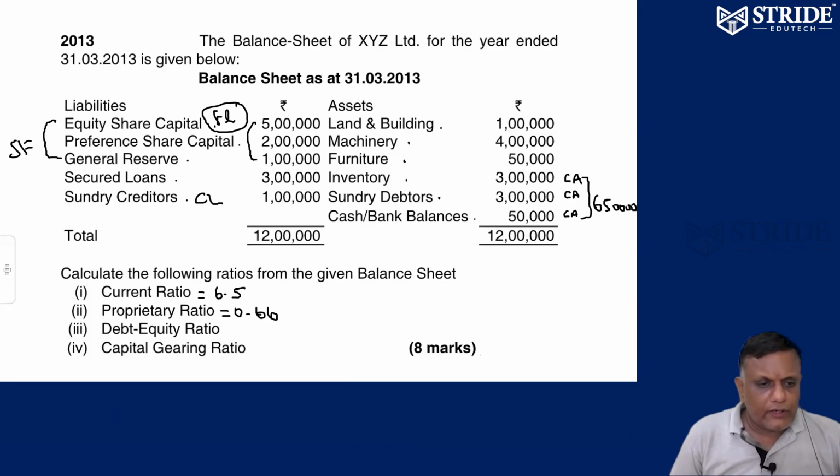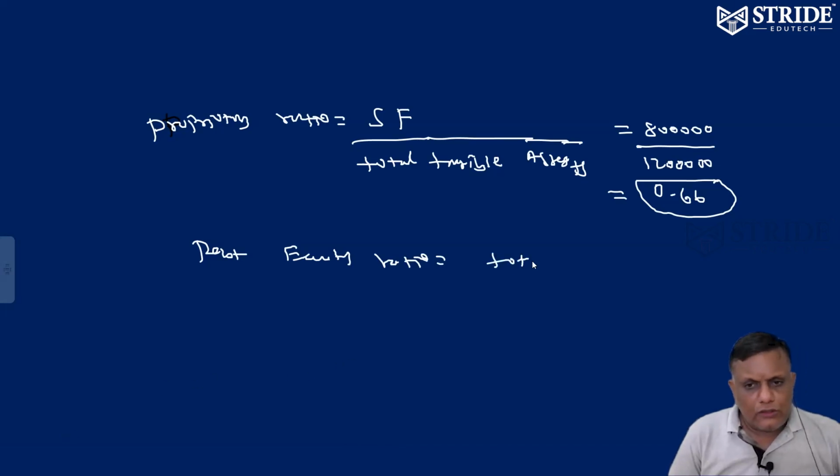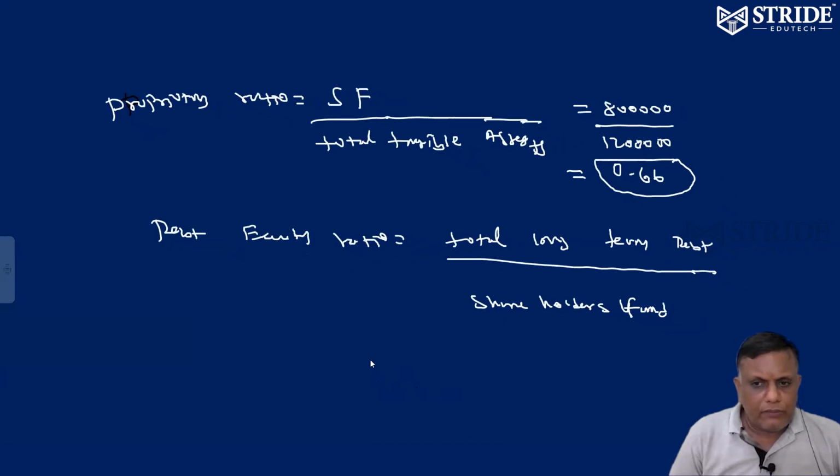Next one, debt equity ratio. So debt equity ratio is equal to total long term debt by shareholders funds. That's it. Total long term debt by shareholders funds.